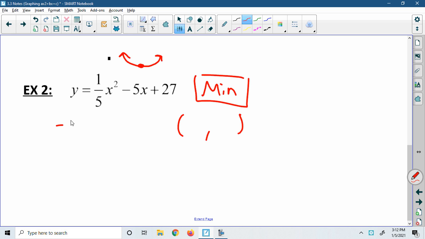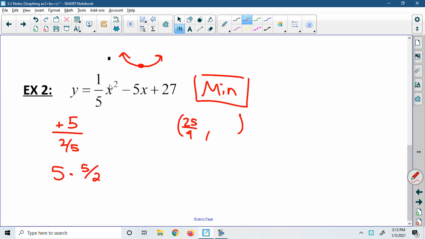So negative b over 2 times the a number, 2/5. Might have been a while since you divided by a fraction, but if you divide by a fraction, you just multiply by the reciprocal. Copy dot flip is what your secondary math 1 teacher might have taught you. So that'll be 25 over 4. If you don't like the fraction, you could also get the decimal equivalent of 25 over 4.